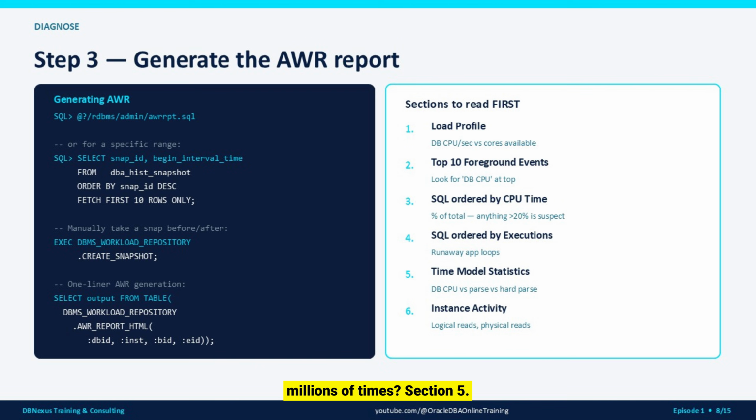Section 5. Time model statistics. Compare database CPU to parse time and hard parse time. Lots of hard parsing is its own problem. Section 6. Instance activity. Logical reads, physical reads. High logical reads with low physical reads is the classic buffer gets burning CPU signature. Skip everything else for now. Those 6 sections solve 80% of CPU incidents.